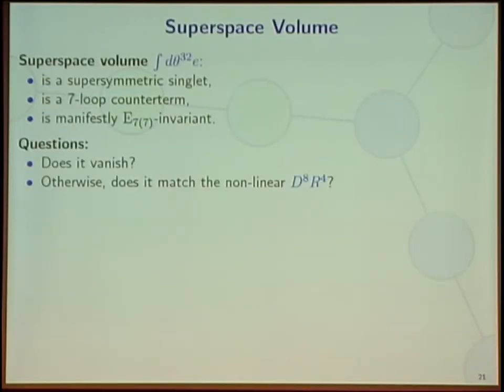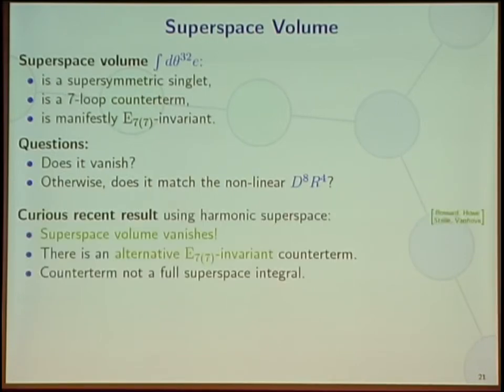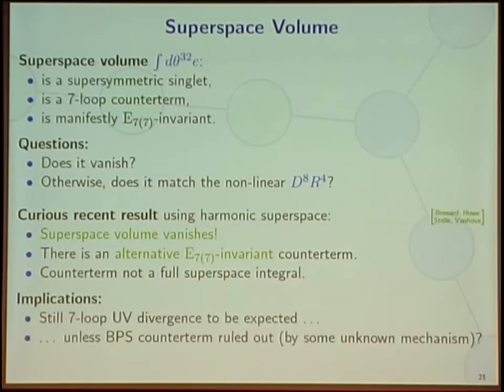So what is it? The claim is that it's the superspace volume. There has been a recent interesting result which actually tells us it's not the superspace volume because the superspace volume vanishes. But conveniently, they have also provided an alternative E7 invariant counterterm written in a harmonic superspace. And so at least that counterterm does exist.